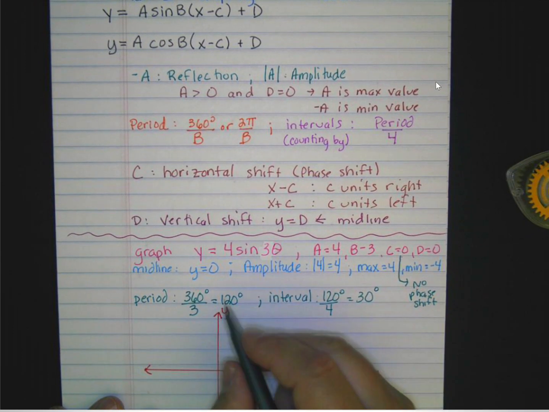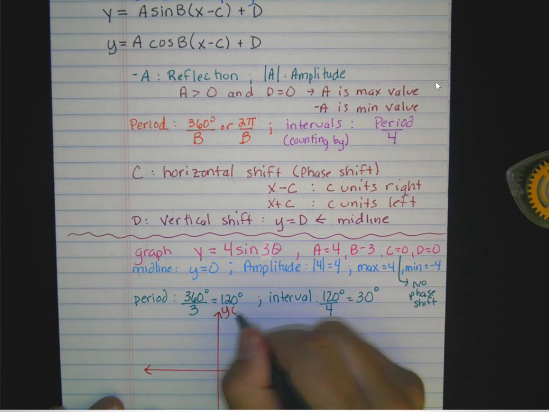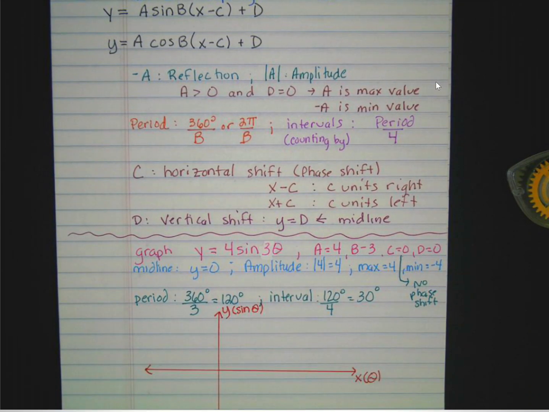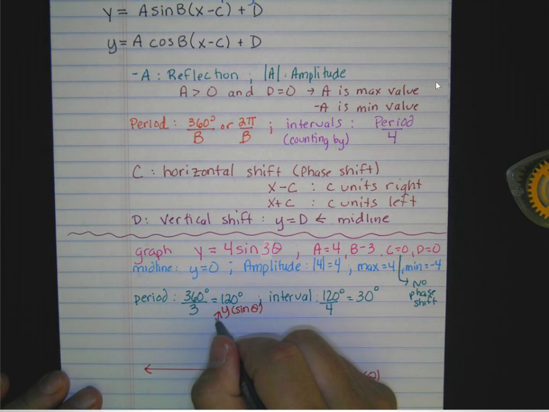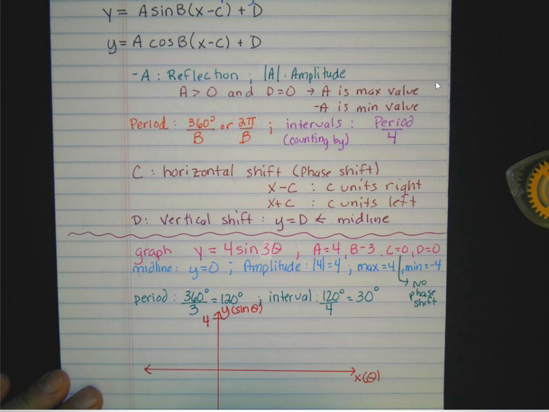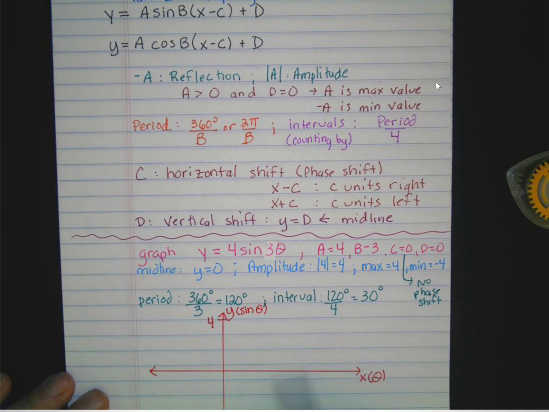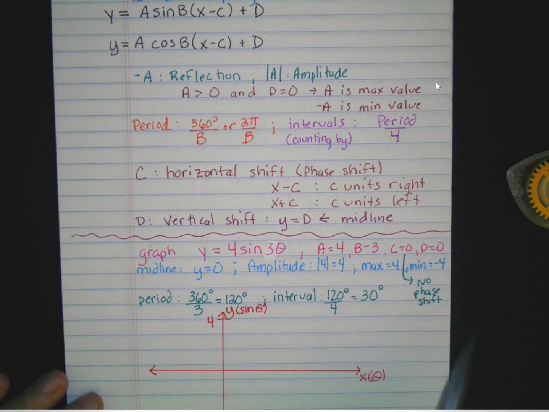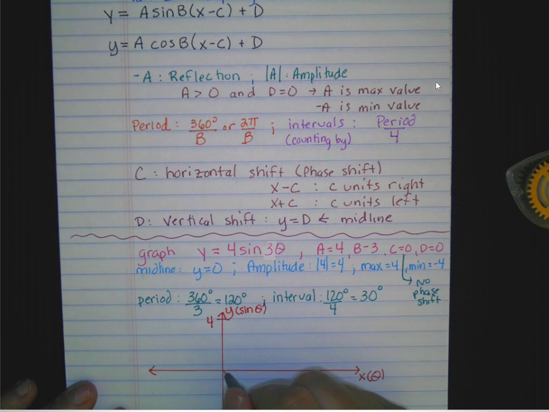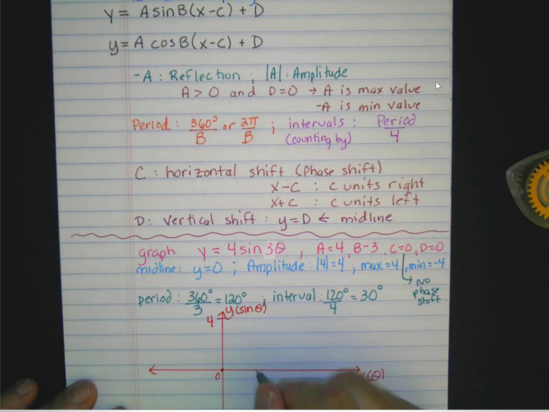And then y is actually the sine of the angle. So we already know that our max is 4, and our min is -4, and our midline's not changing. Midline's not changing because d was 0. All right, so we're starting at 0. So that's 0, and then we're counting by 30 degrees.